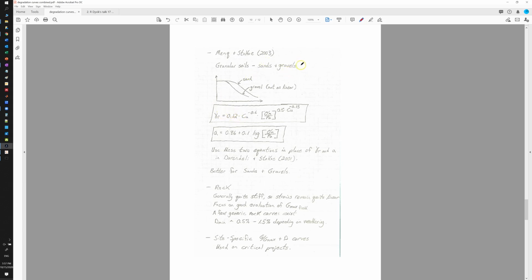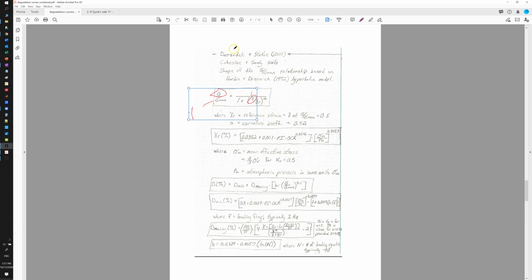But when you have gravels, I think the Menq model works well. So the gravel data is rare, but they made it, so it's a very great contribution. So this is better for sand and gravels. So if I have a gravel site, for sure I will use the Menq and Stokoe 2003. And for sand or clay, the Darendeli and Stokoe model works well.